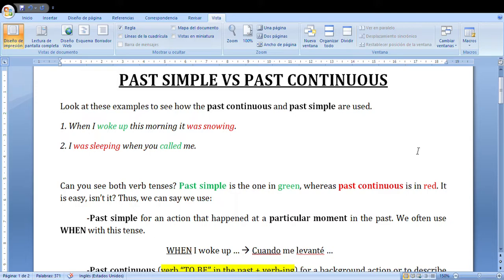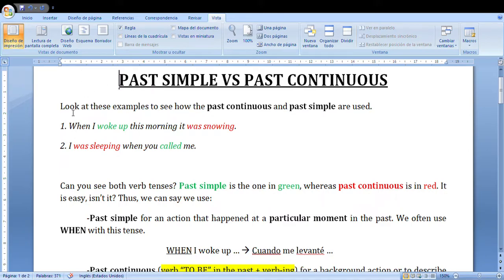So let's do it. You will see it very easy. Before starting with the exercises I sent you, it's good that you spend 10, 15, 20 minutes understanding how to use the past simple and past continuous. This is the grammar in unit 8 in your books in case you want to check.